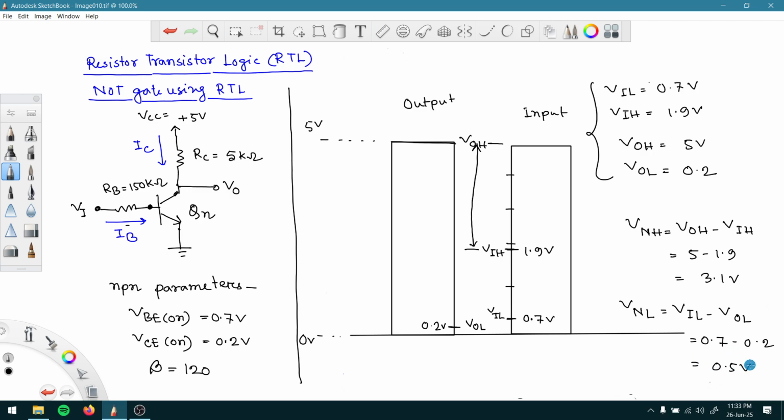So in this way we can find out the logic level parameters as well as the noise margin of our particular RTL circuit.